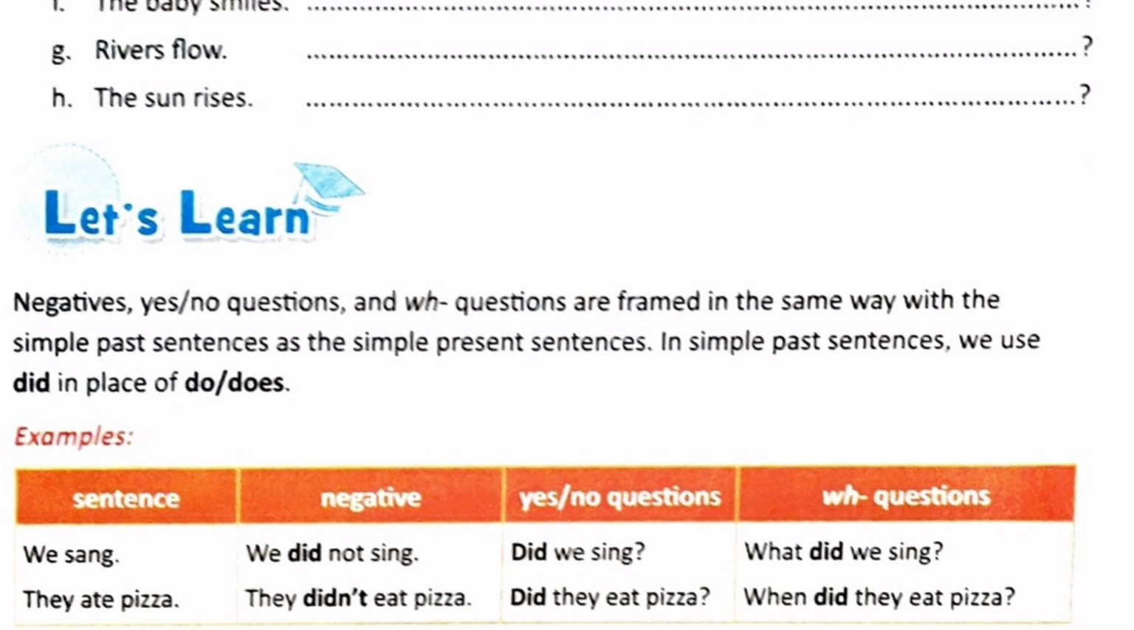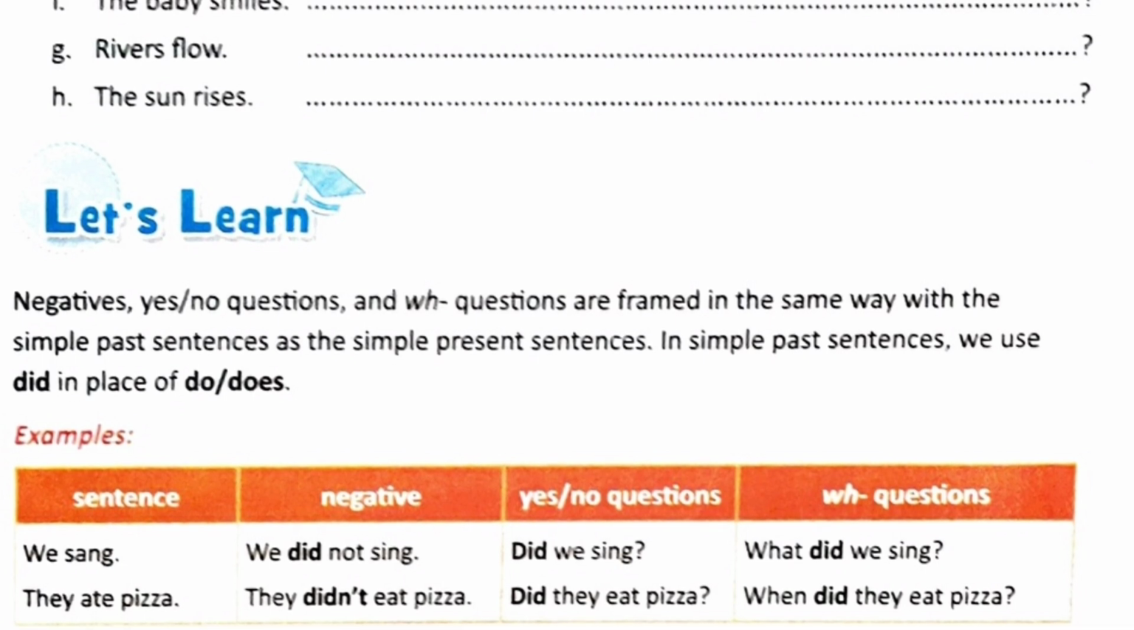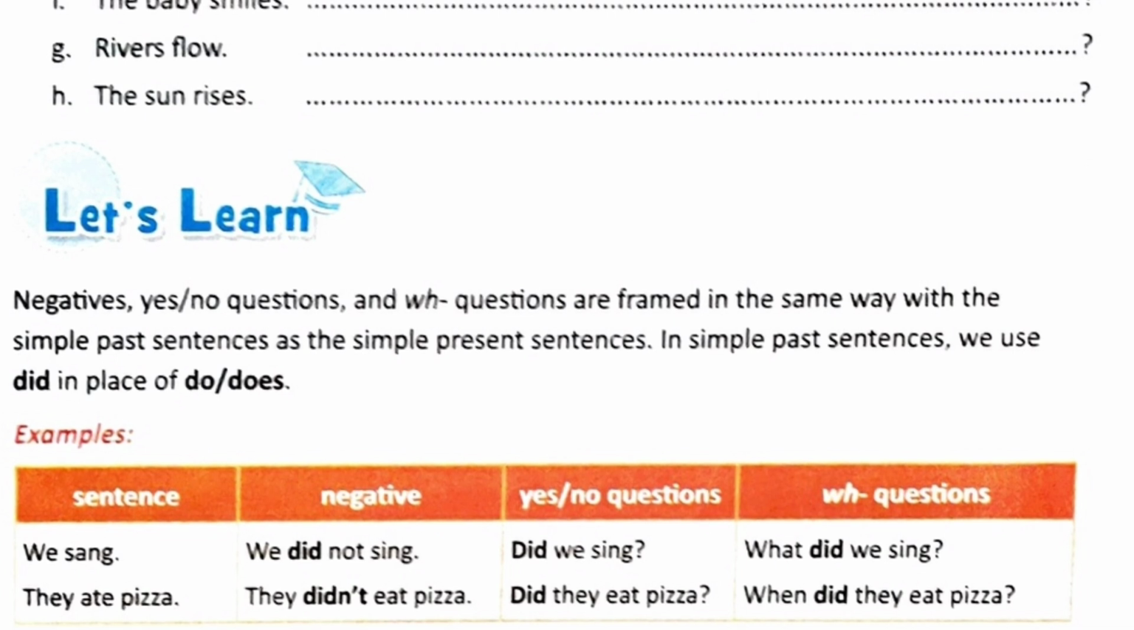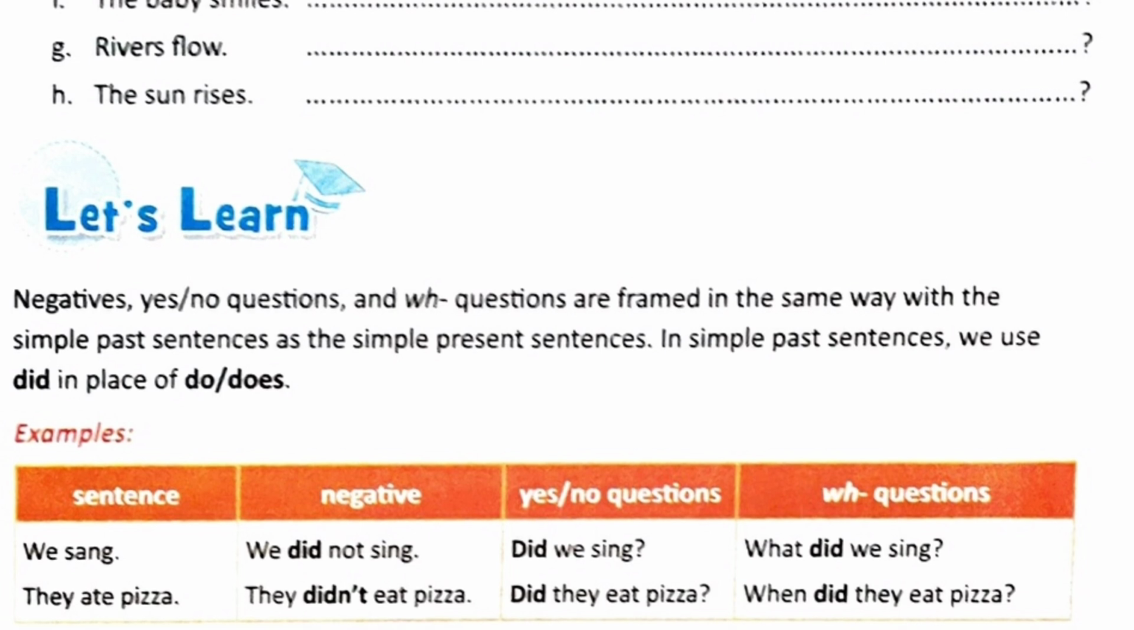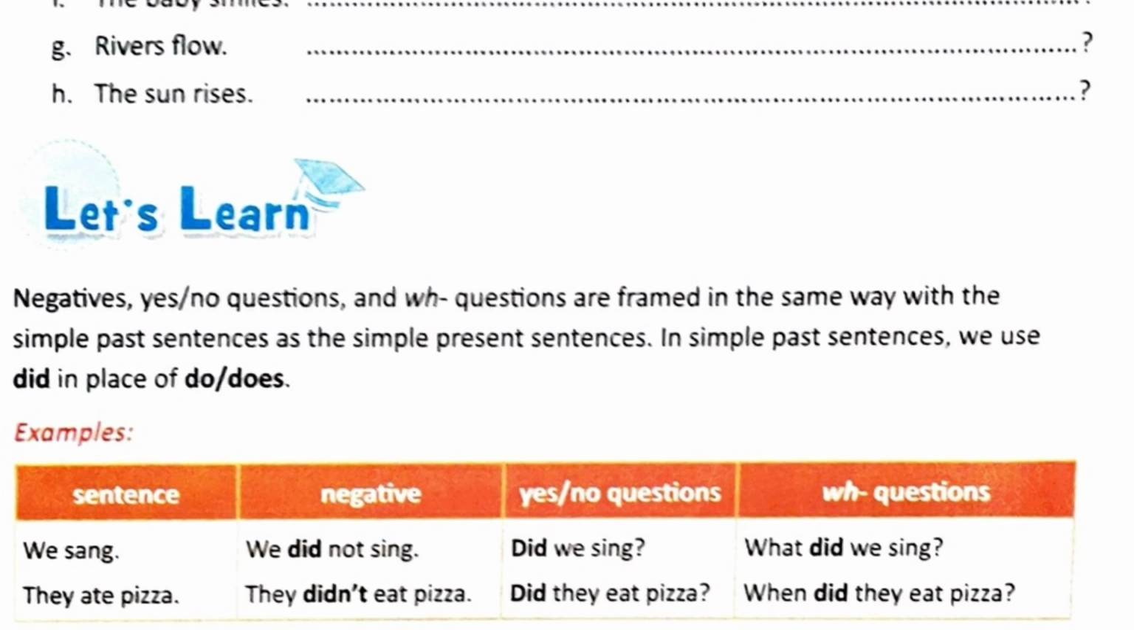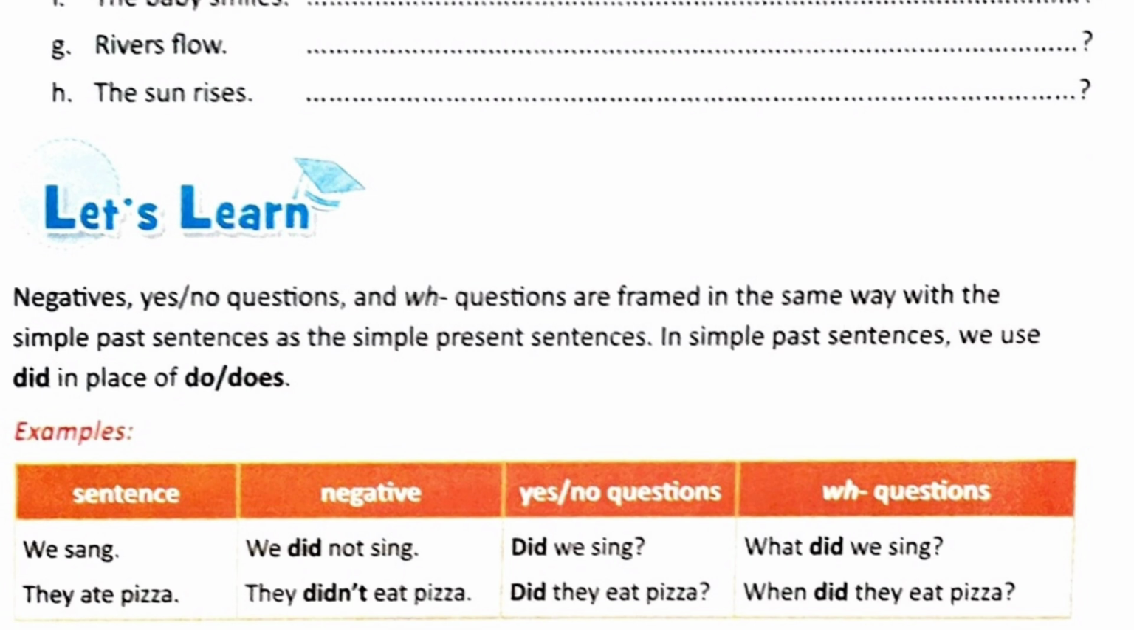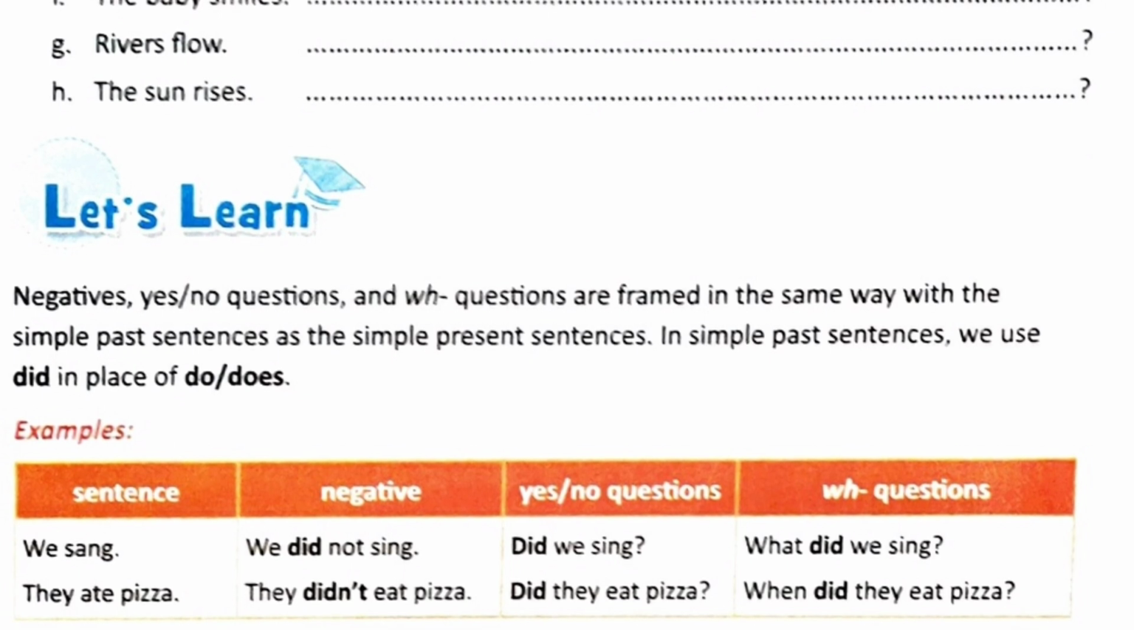The second example is "They ate pizza." "Ate" is the simple past of the verb "eat," so its negative is "They didn't" or "did not eat pizza." Again, "eat" is the root form. With "did" we are using the root form of the verb. The yes-no question for the same would be "Did they eat pizza?" The answer would be yes or no. And the WH question could be "When did they eat pizza?"